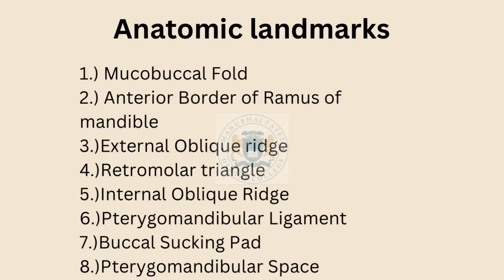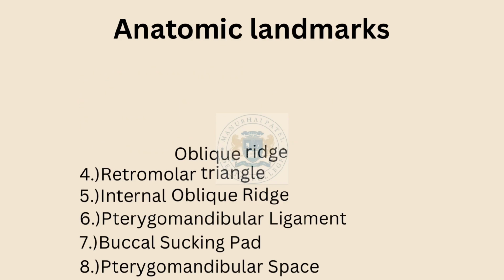Number 1 is the mucobuccal fold, number 2 is the anterior border of the ramus of the mandible, number 3 is the external oblique ridge, number 4 is the retromolar triangle, number 5 is the internal oblique ridge, number 6 is the pterygomandibular ligament, number 7 is the buccal sucking pad and last, number 8 is the pterygomandibular space.